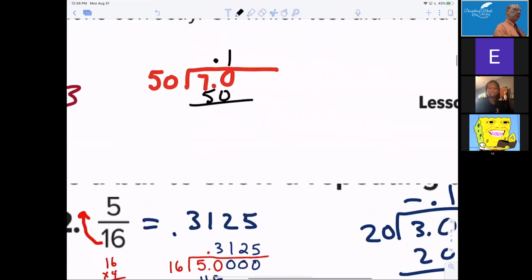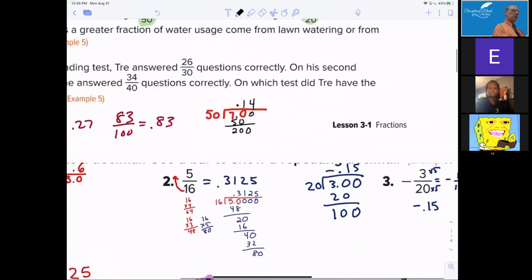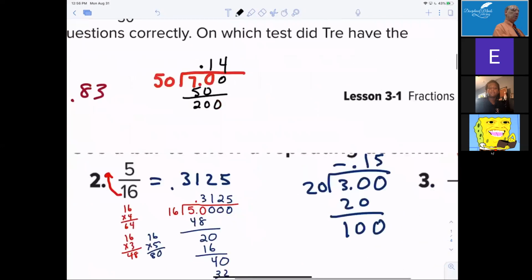So now when I subtract, I get what? And bring down a 200? Right, so 50 goes into 200 how many times? 4 times. So that decimal is 0.14. Does everybody agree with that? All right, so now we're looking at 3 over 20.